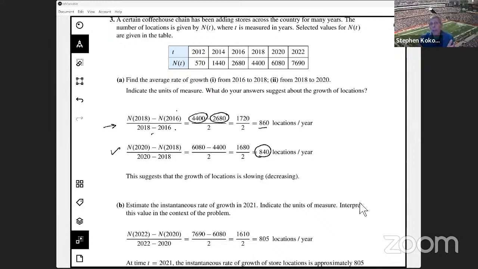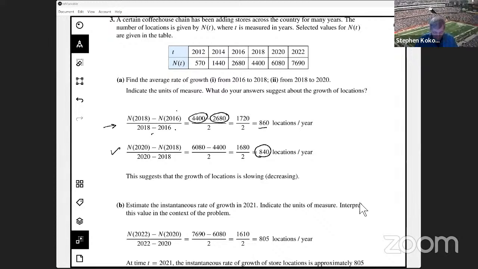I could use, for example, 2018 and 2022. So some of us might change this question just a little bit by saying something like, give me your best estimate of the instantaneous rate of growth. And that might imply to use 2020 and 2022. In any event, I think on the free response portion of the exam anyway, it might say something like use the years 2020 and 2022 to estimate the instantaneous rate of growth.